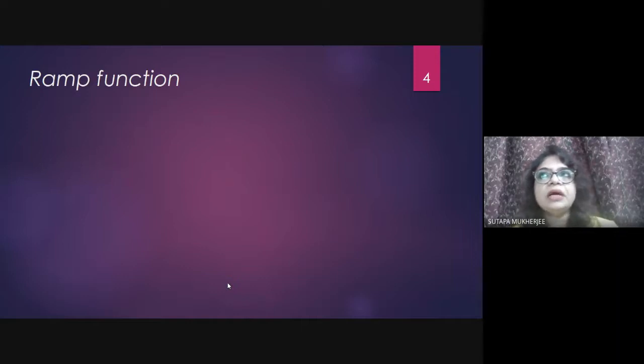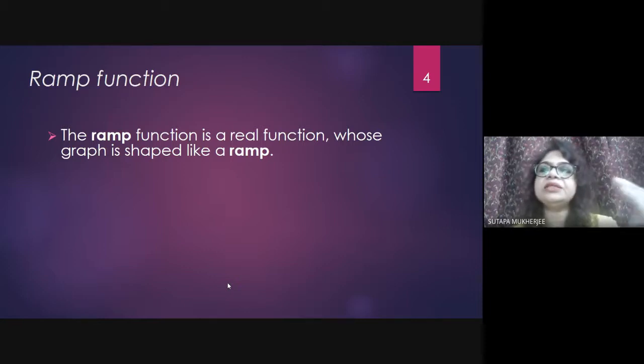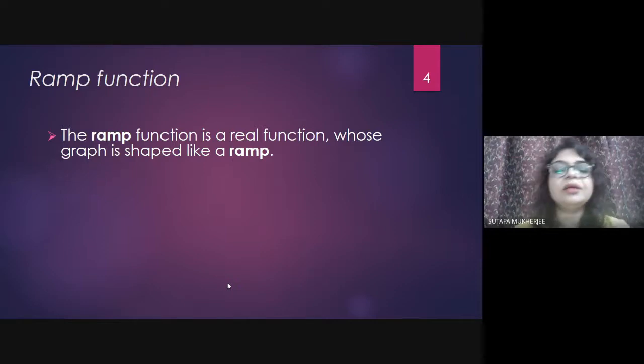I think everybody is acquainted with the ramp walk. That is a sloping floor path that joins two surfaces at different levels, and a movable stairway by which passengers enter and leave an aircraft. Basically, this is the slope, what you have told right now. So the ramp function is a real function whose graph is shaped like a ramp. That is why I call it the ramp function. Why is it named ramp? Because it looks like a ramp. That is the slope. That is the staircase.